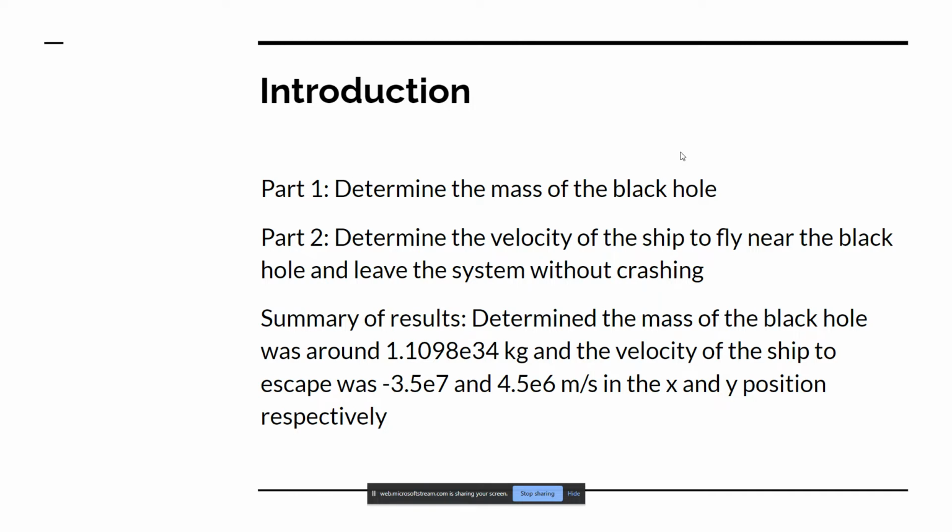And the summary of results is that we determined the mass of the black hole was around 1.1098 e34 kilograms. And the velocity of the ship to escape the system was around negative 3.5 e7 and 4.5 e6 meters per second in the x and y position respectively.